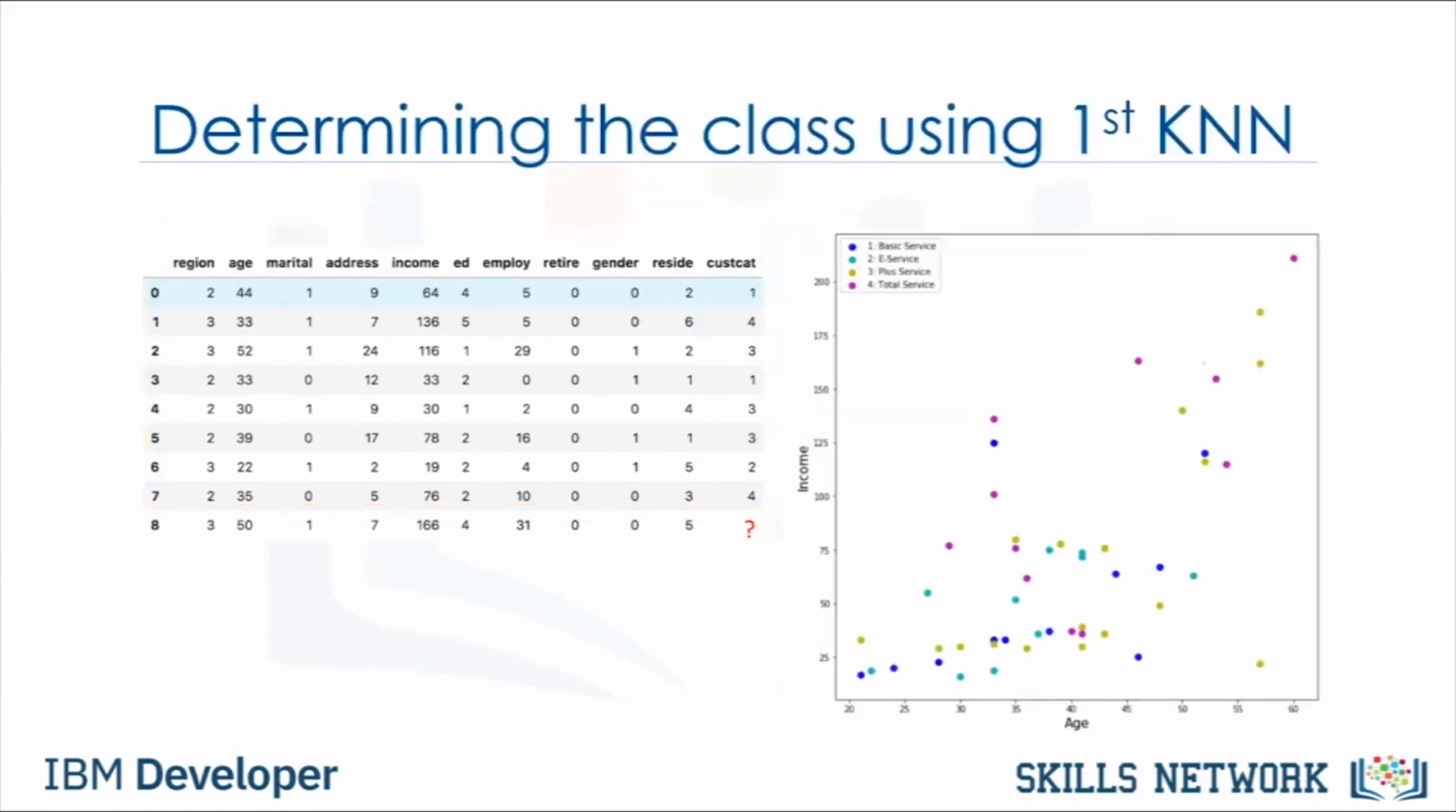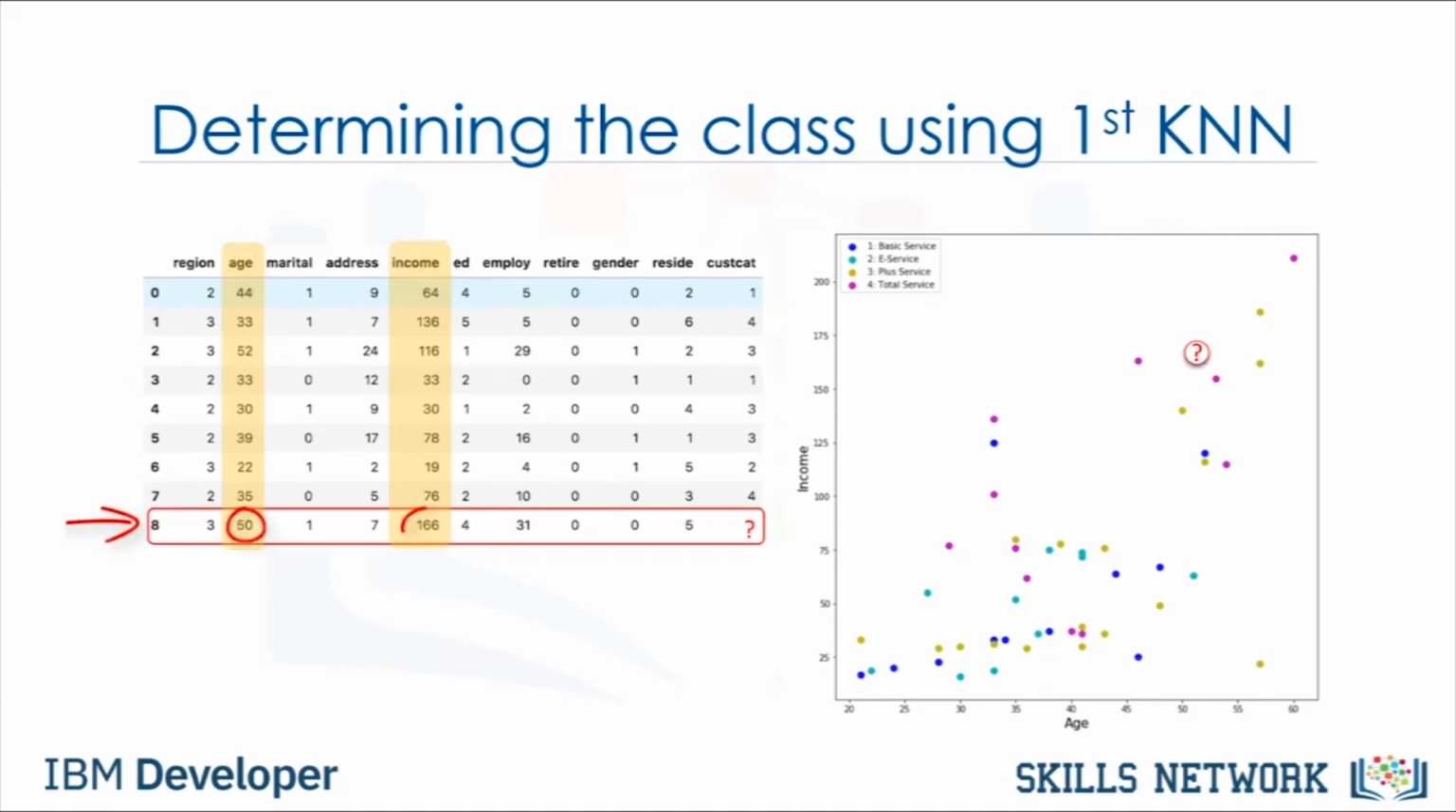Just for the sake of demonstration, let's use only 2 fields as predictors, specifically age and income, and then plot the customers based on their group membership. Now, let's say that we have a new customer, for example, record number 8, with a known age and income. How can we find the class of this customer?